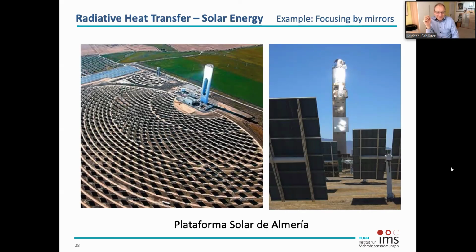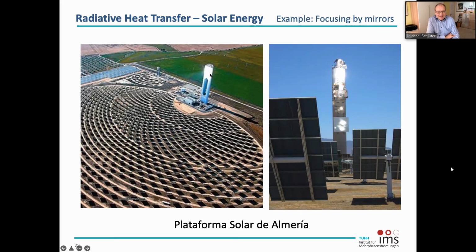Therefore, what can be done to come to such high temperatures and such a high focusing is using mirrors, not around a pipe, but collecting the sunlight into one spot. And this is done here in Spain, in Almeria. This is the Plataforma Solar de Almeria, where solar energy is collected by these mirrors. So these are hundreds and thousands of mirrors, and all mirrors are orientated in a way that the sunlight is hitting the mirror and is focused in one single spot of this tower.